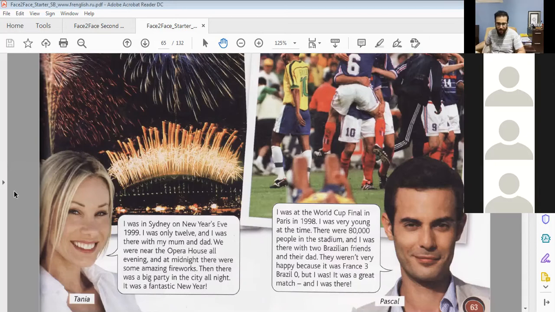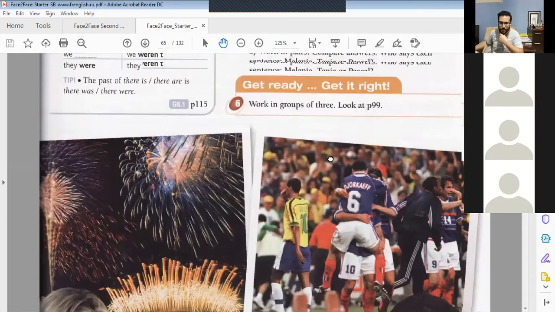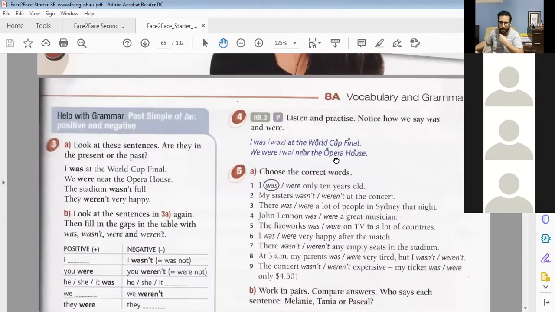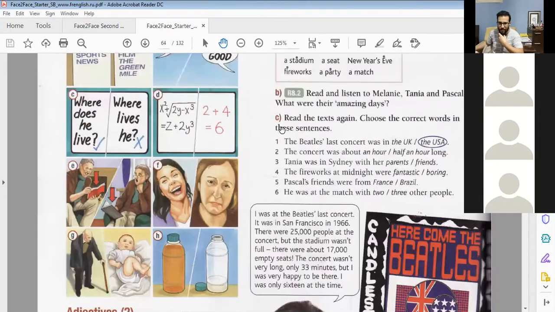So let's check the questions. هنشوف الأسئلة. Okay, now number 1, the Beatles' last concert was the correct answer in the USA. The concert was about how long? An hour or half an hour? What's the correct answer? Half an hour. Correct.